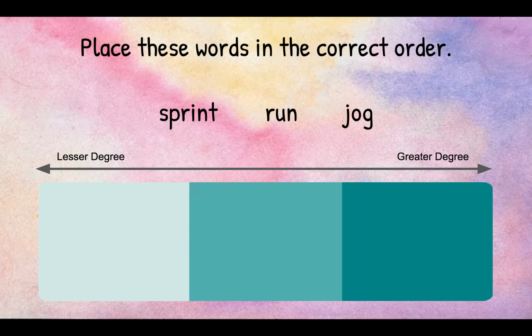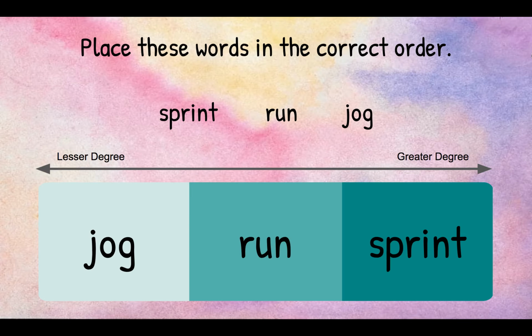Place these words in the correct order. Sprint, run, jog. What will come first? Jog. What will come after jog? Sprint or run? Run, which means that sprint will come last.